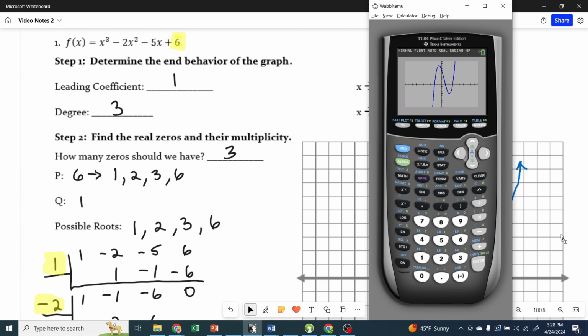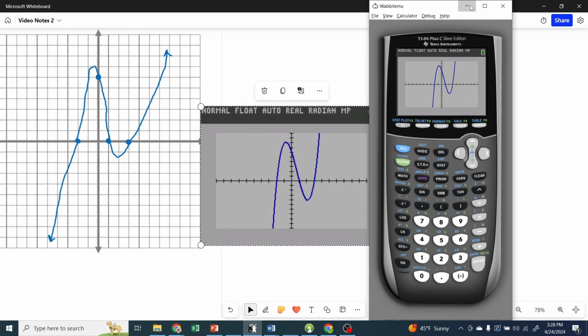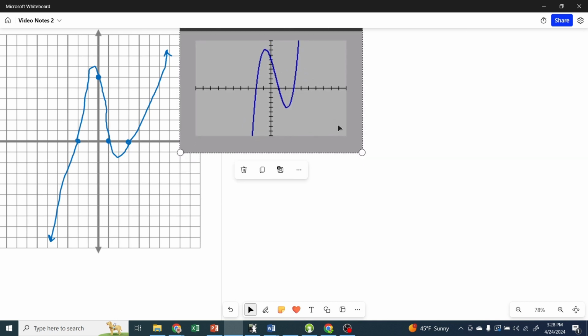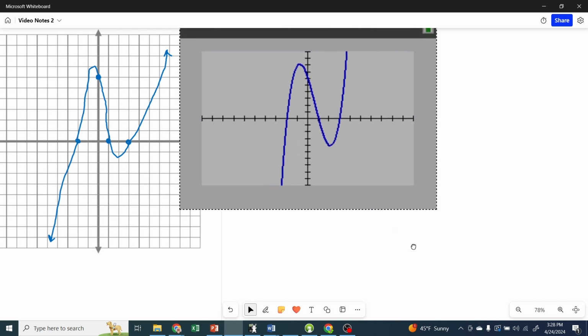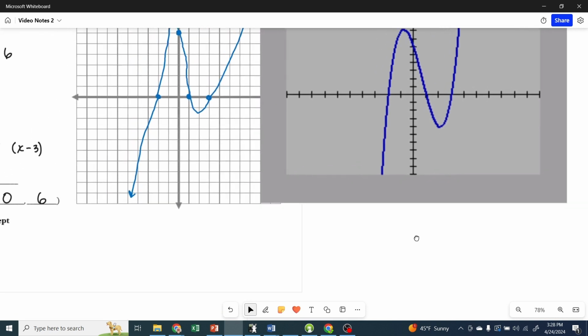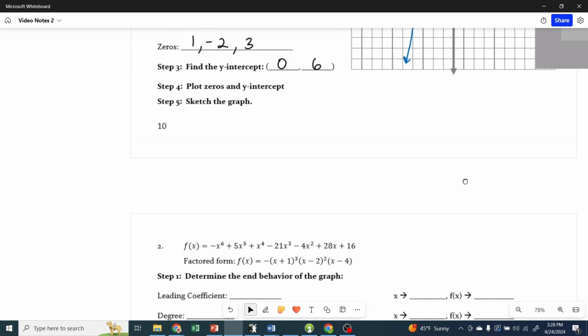And as we can see here, we didn't do too bad. Pretty close, right? Not as pretty, but we got the sketch down. It was just a sketch. Let's work on another one.